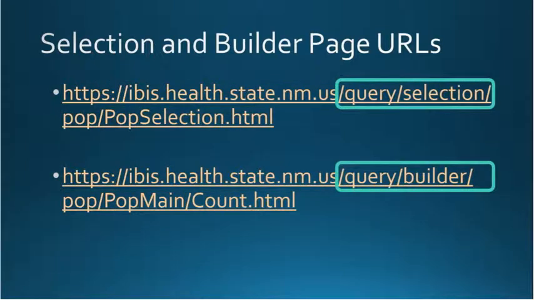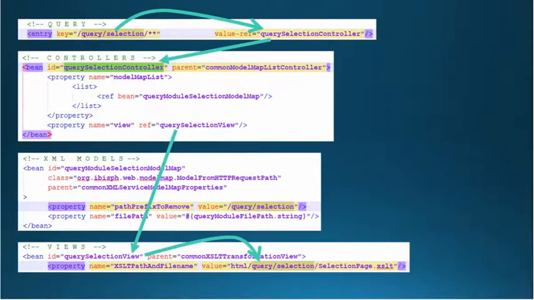The next part of the URL tells IBIS which controller to use. The controllers are based on the URL pattern. Here the patterns are query/selection and query/builder. There are lines of code in the guts of the IBIS application that identify which XSLT file goes with which specific URL pattern. You might hear Java programmers talk about a model view controller or MVC software design pattern.